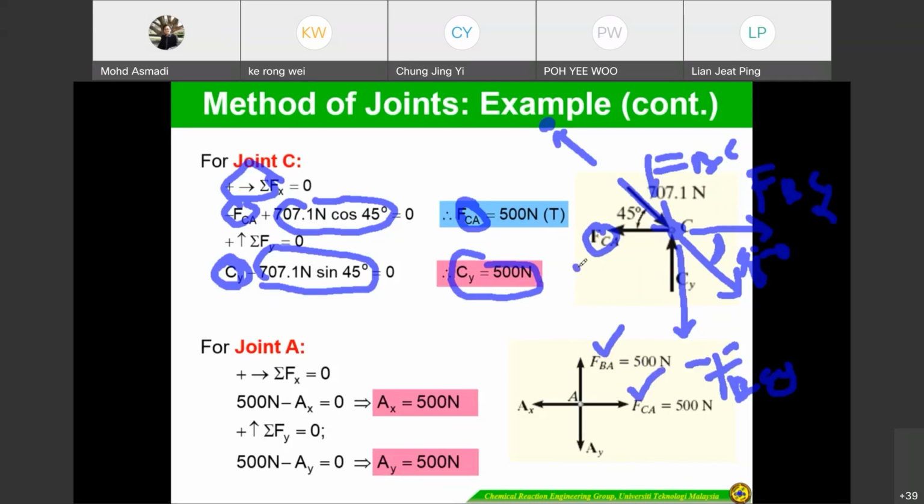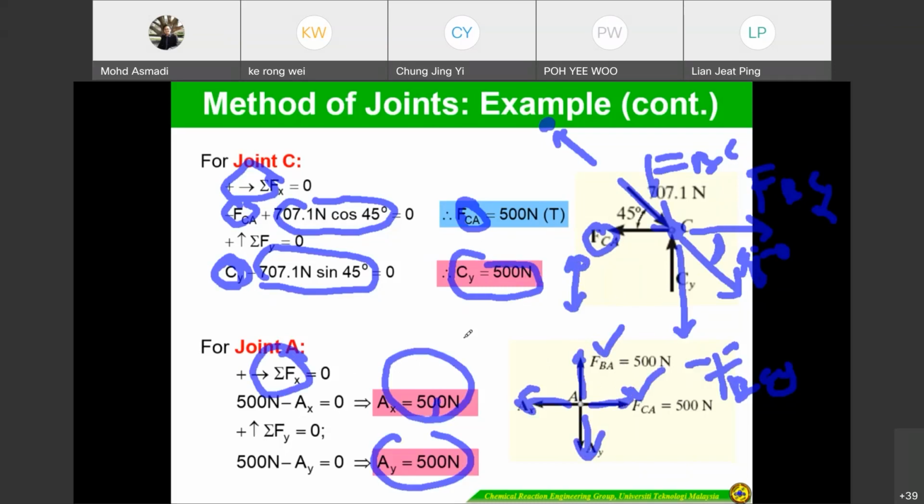You still remember FBA, because it's in tension, it should be in the opposite direction. So 500. Similarly, you solve. This one is no need to resolve, right? It's already in the X and Y direction. So you can get all the values. So this is the method of joints.